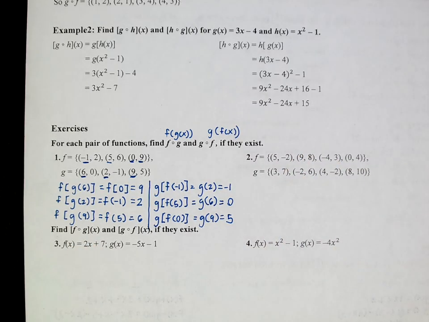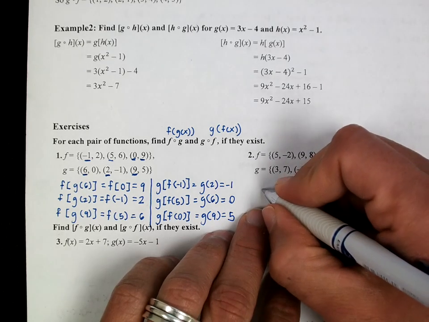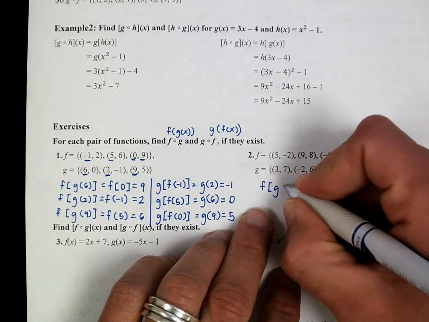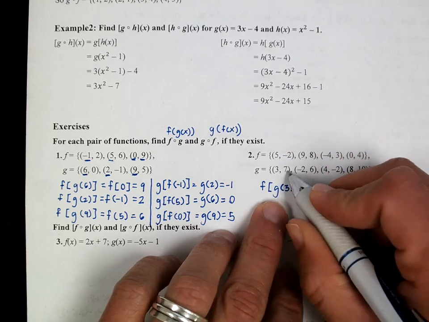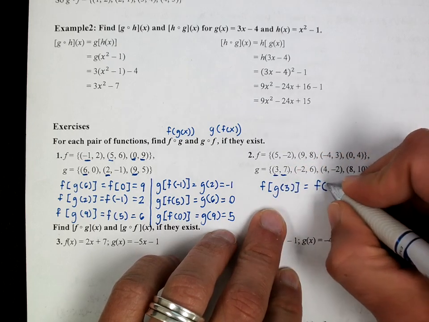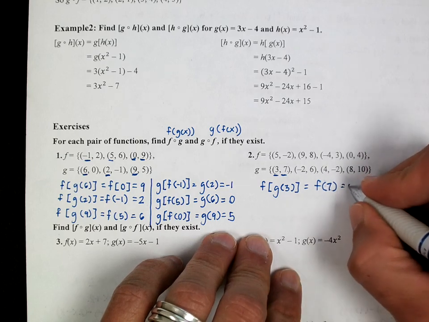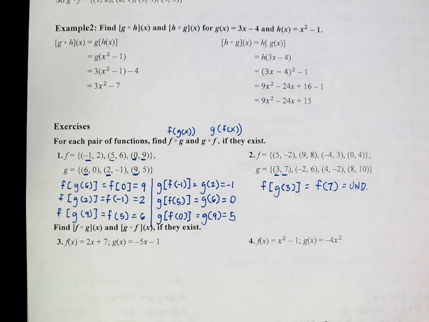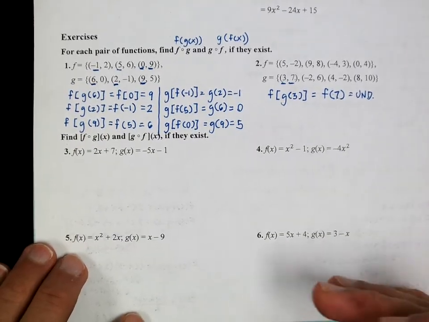Now every now and then, for example, in this one, sometimes they don't exist. Alright, so if I write f of g of 3, for example, right now g of 3 is 7. I want to know what f of 7 is, but I don't have that up here, so this is undefined. I can't really do much. And then you need to do the rest of those. I'm not going to do them just for the sake of time.